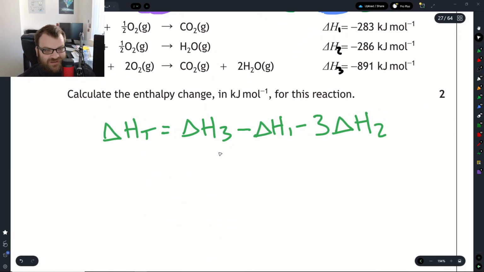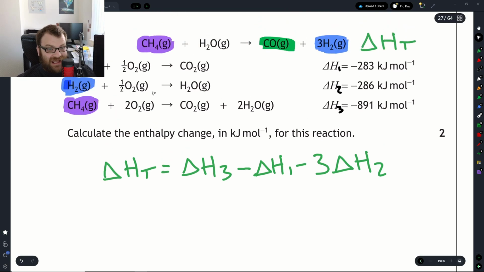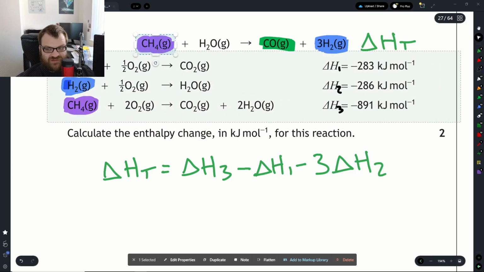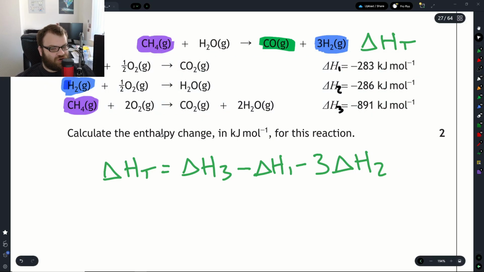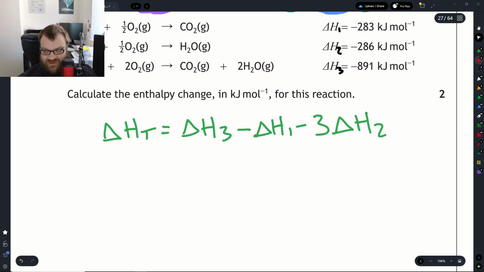If something stayed there, so for example, if I still had oxygens present in my final equation, I've done something wrong because there's no oxygens in the target. So there has to be some sort of combination of these that gets rid of the oxygens, which was what we have found out here.